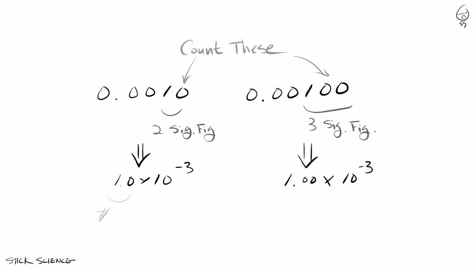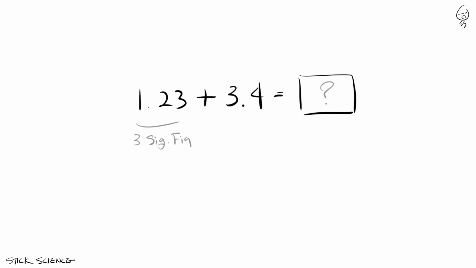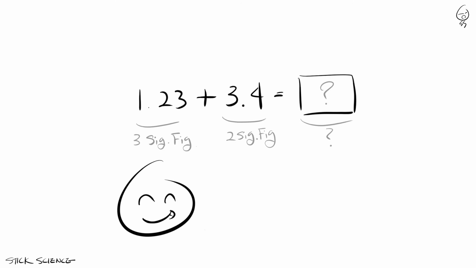But for the sake of consistency and convenience, you should just use the scientific notation and write 1.0 times 10 to the negative third power or 1.00 times 10 to the negative third power. You can just add up the digits in the first part of the scientific notation and be done with it. As for how to calculate numbers with significant figures, stay tuned and find out.